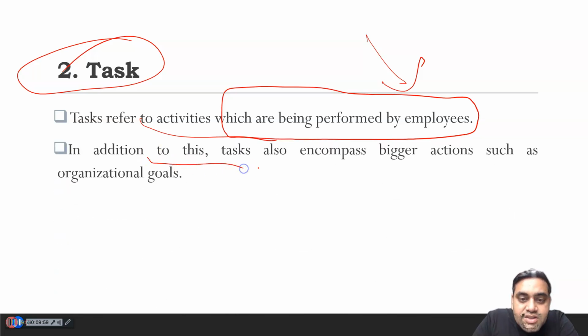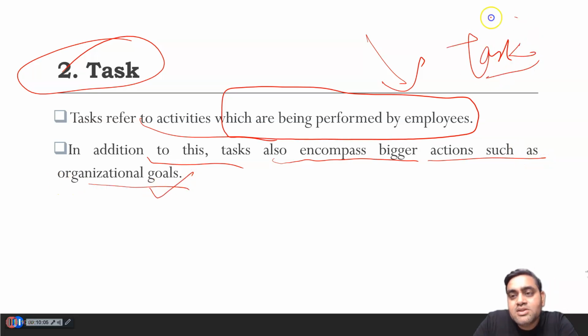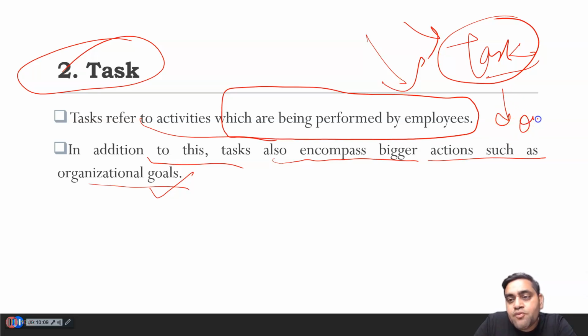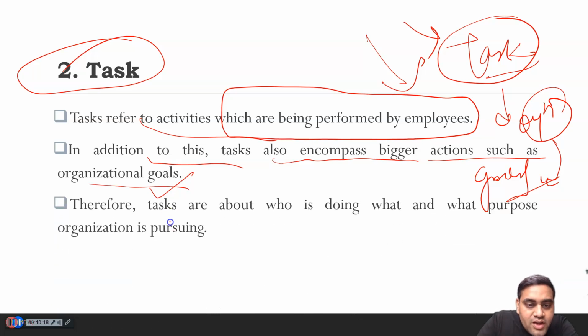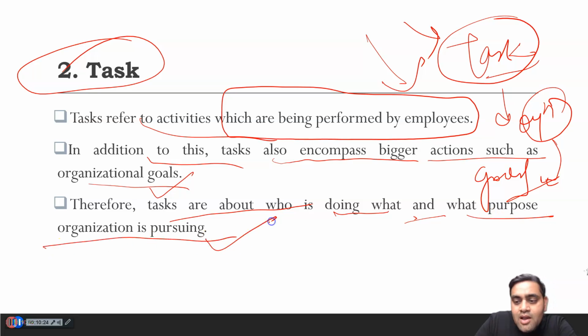In addition to this, task also encompasses bigger actions such as organizational goals. So tasks are taken at two levels. One is what employees are doing, and the other is what the organization is doing. So organization goals can also be taken as task, right? Therefore, tasks are about who is doing what, and what purpose the organization is pursuing, right? So task includes both things.